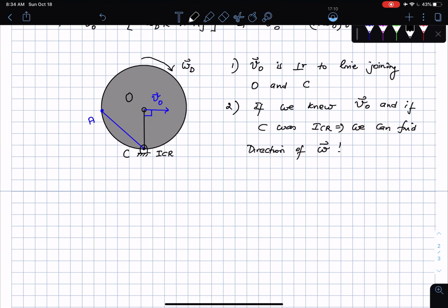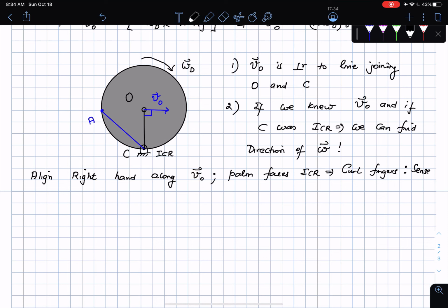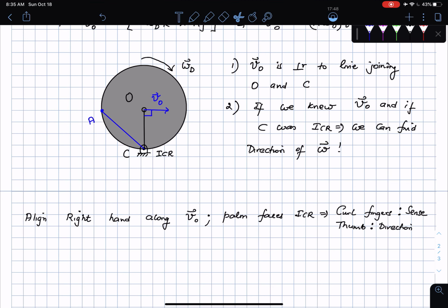Okay, so here is what you do. Align right hand along V0. Palm faces the ICR. Curl your fingers. That tells you that the sense and the direction of the thumb will give you the direction of the angular velocity. Okay, so if I do these things, then I am able to get the direction of the angular velocity.